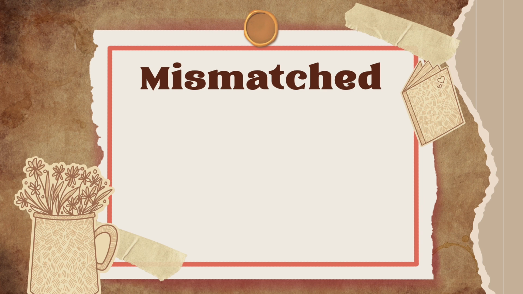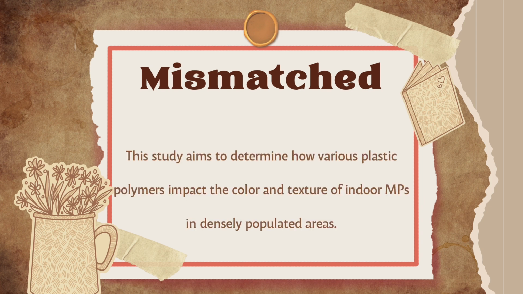A poorly mismatched problem statement and research objective would have been, if the research objective were: this study aims to determine how various plastic polymers impact the color and the texture of indoor microplastics in densely populated areas. But why is this a poorly mismatched objective with the problem statement? Because the problem statement addressed airborne microplastics, their potential risks, and their effects on human health, specifically regarding cytotoxicity and inhalation.